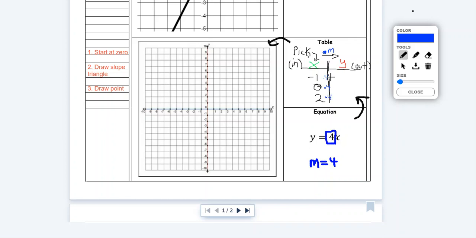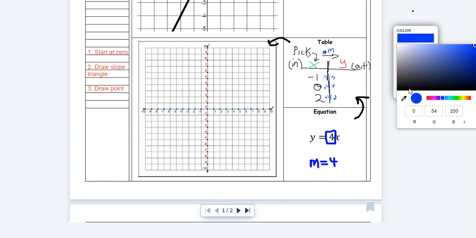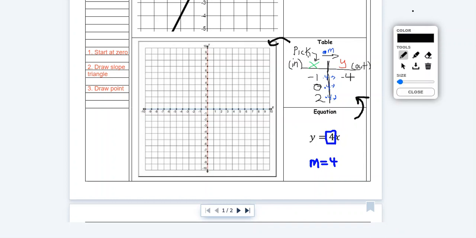So each of these is going to be multiplied by 4, and after I do that, what I get out will be my y value. So in goes a -1, I multiply that by 4, out comes a -4, and that is my point. In goes a 0, out comes a 0, because 0 times 4 is 0. In goes a 2, out goes an 8, and now I have points that I can graph on my table.